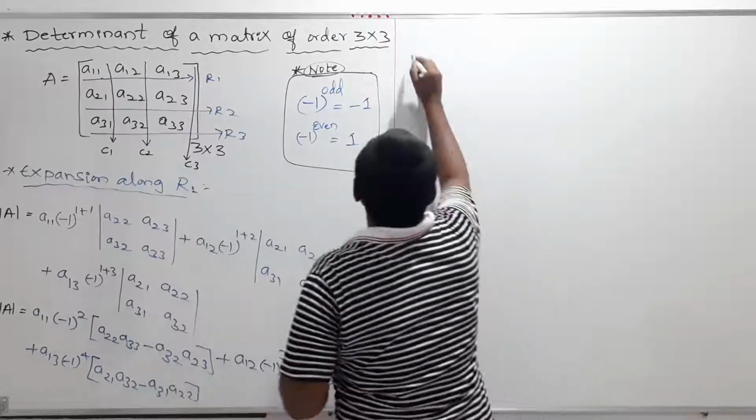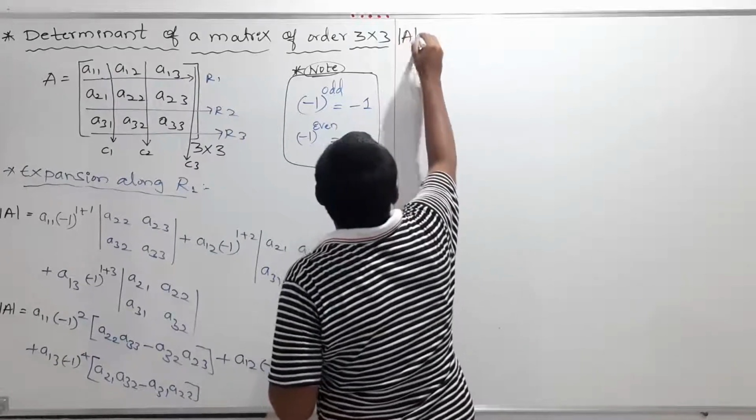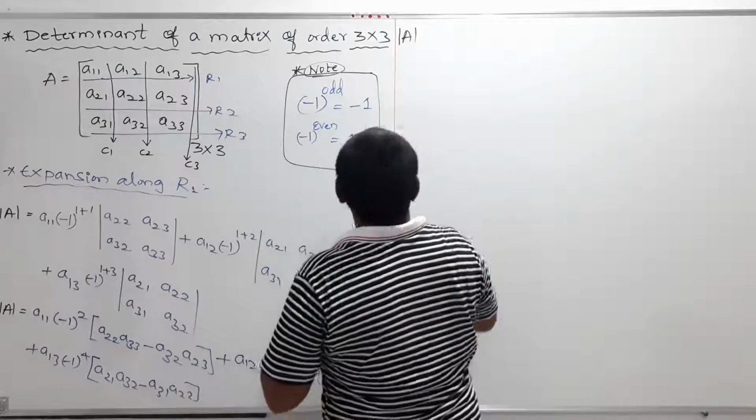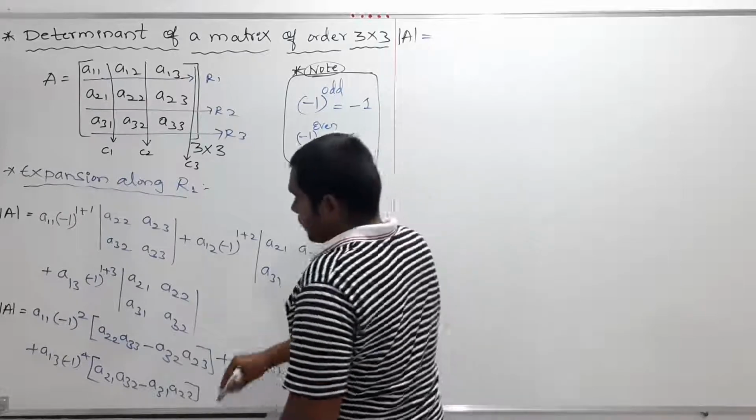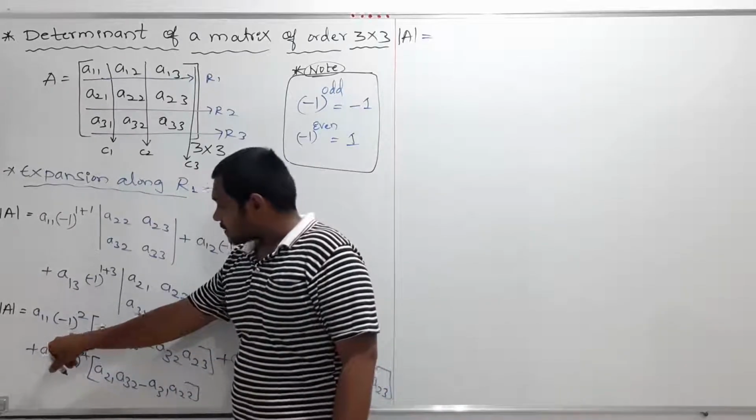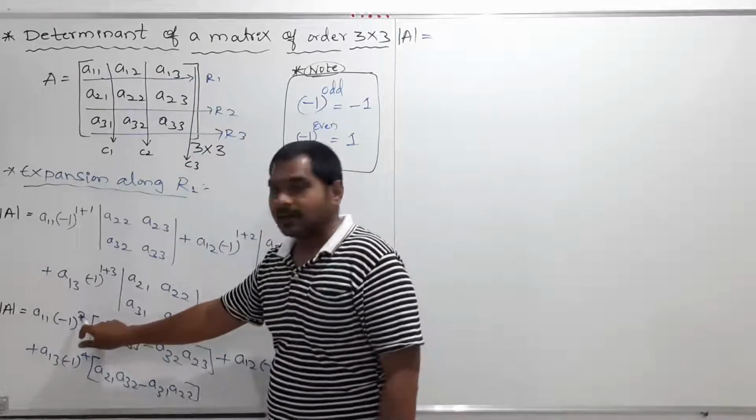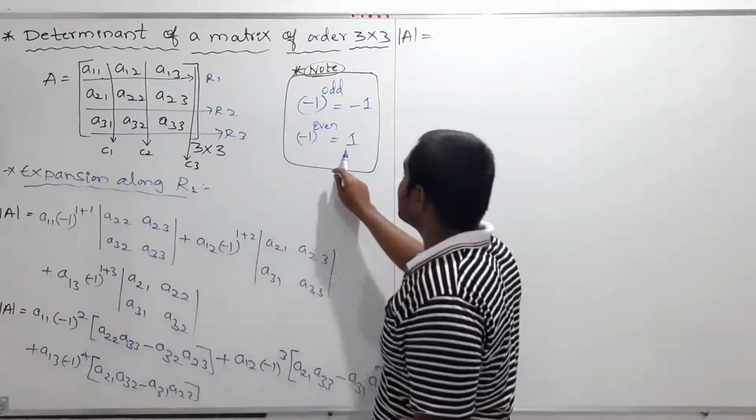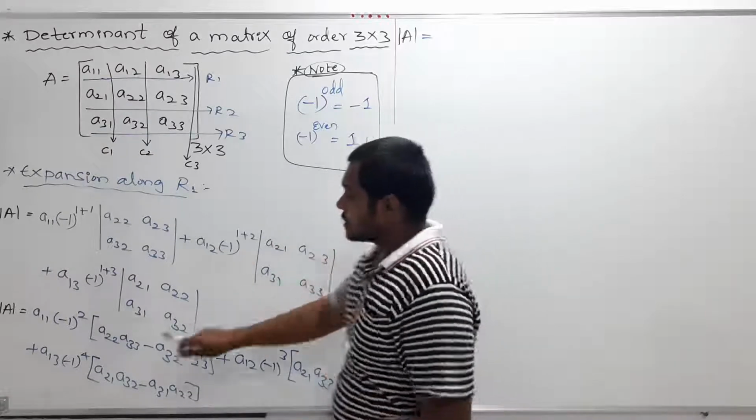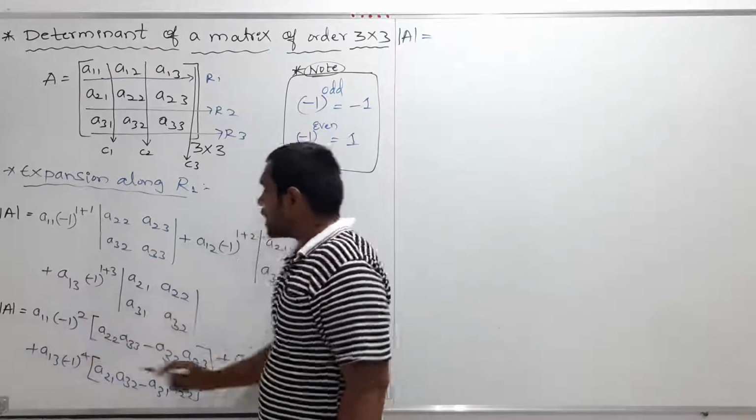I will write here. Determinant of A is equal to, my dear students, -1 whole square, -1 whole to the power even. Here 2 is an even number. So -1 whole to the power even, what is the answer? 1. So in this place 1. So 1 into A11.